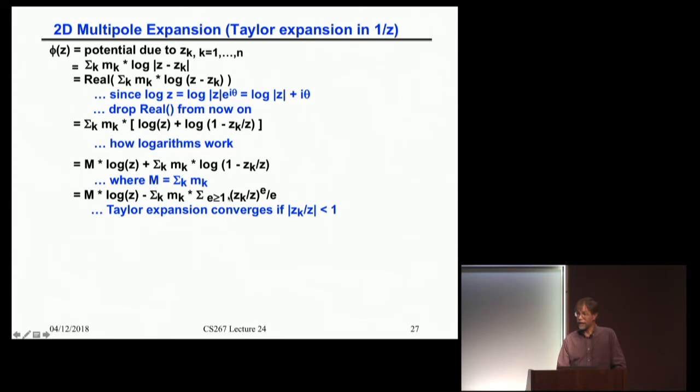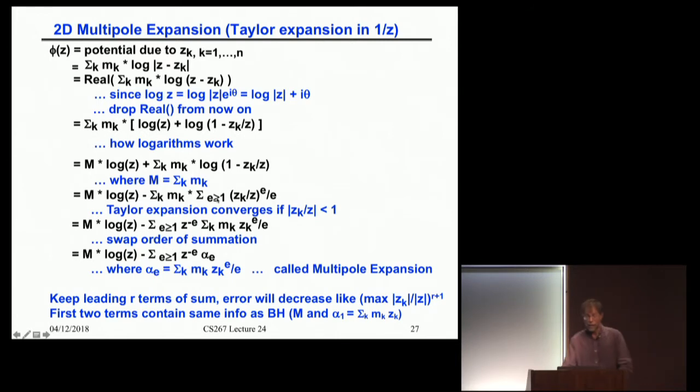And so there's the sum. And I'm only going to keep a finite number of terms there. So let me swap the order of summation. So I'm going to sum e on the outside. And so here is the z to the minus 1, z to the minus 2, z to the minus 3. And this is the coefficient of the Taylor expansion. Right? So I'm going to call that alpha sub e.